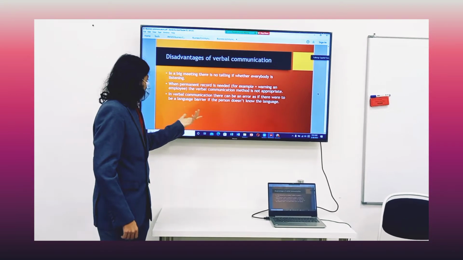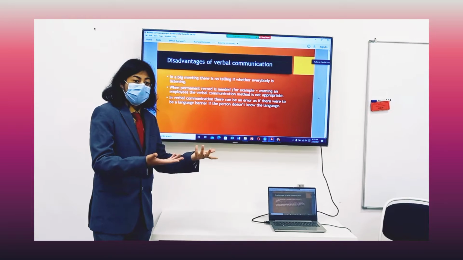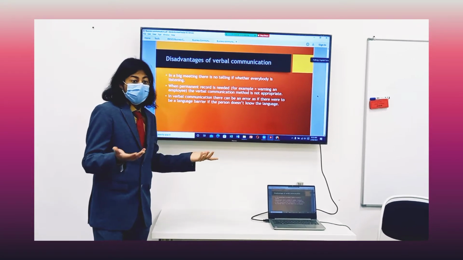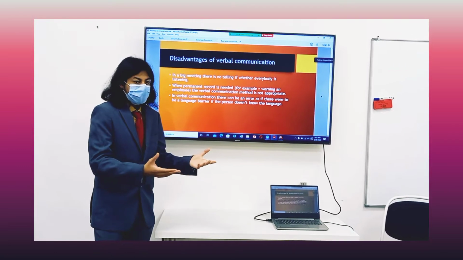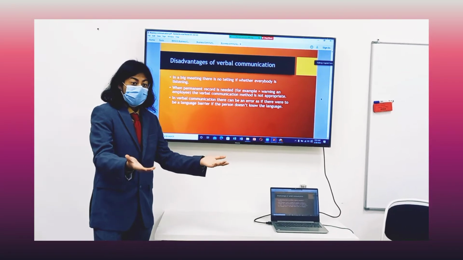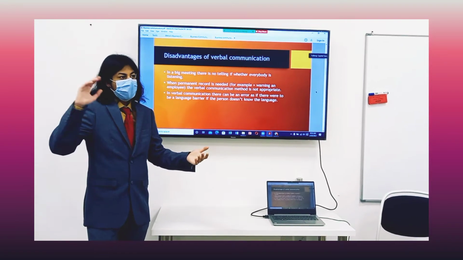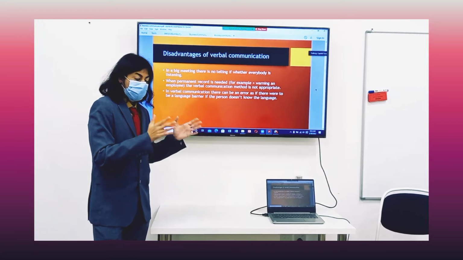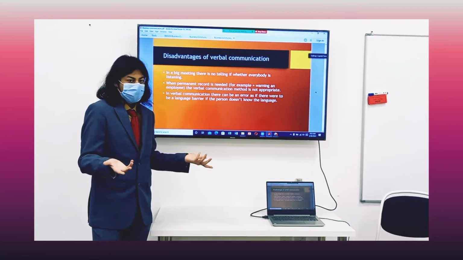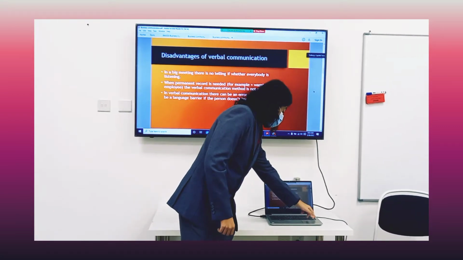And the third one is the language barrier. There can be an error if a person doesn't know the language. So if I start speaking in Urdu, people won't know what I'm saying. They won't understand what I'm saying. Exactly, different countries, different languages. If there was an Emirati here, or a South Indian here, or anyone who doesn't speak Urdu or Hindi, they will not understand. So that is another disadvantage, language barrier.